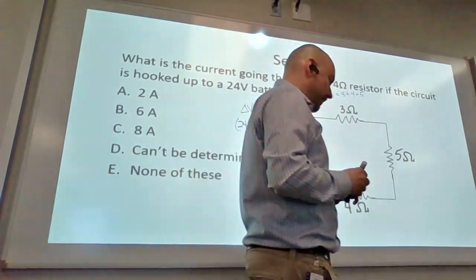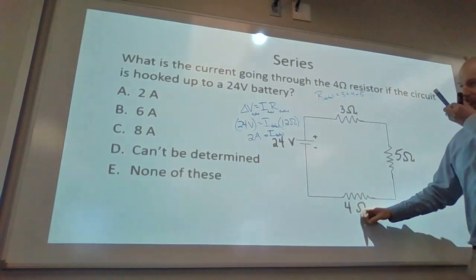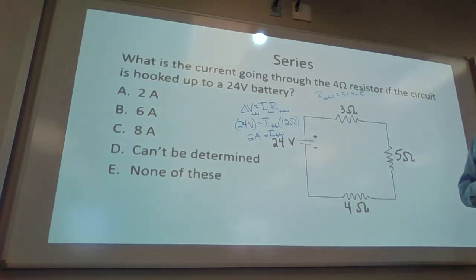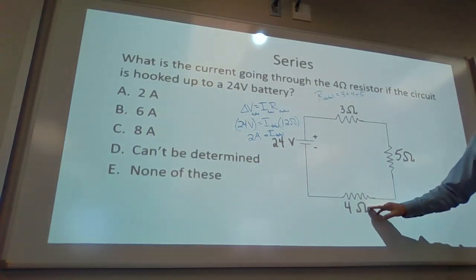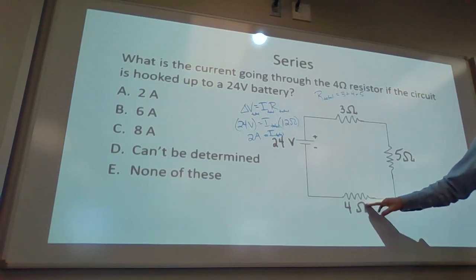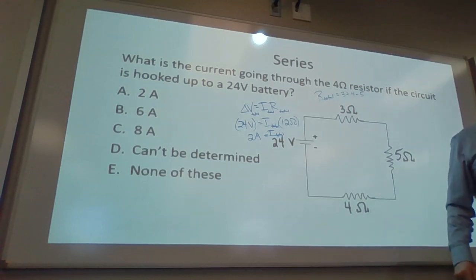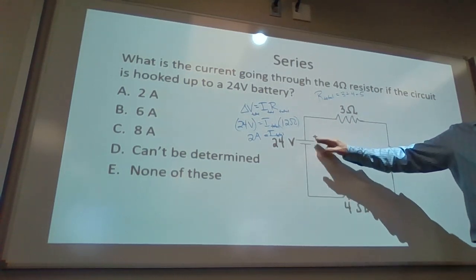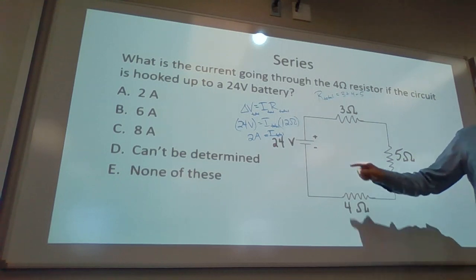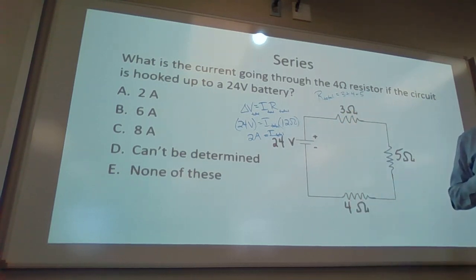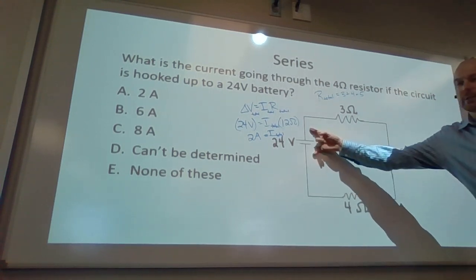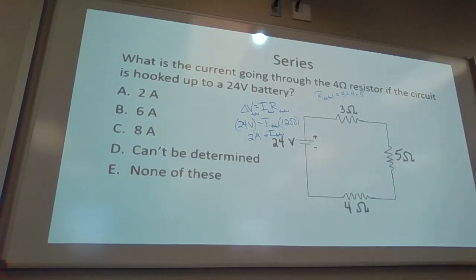This C would be correct. B would be correct if you just hooked this straight away to the 24 volt battery. And then B would be correct. It wants the total current. Does that make sense? If we hook this straight away to this, then you'd have 6 amps going through that.